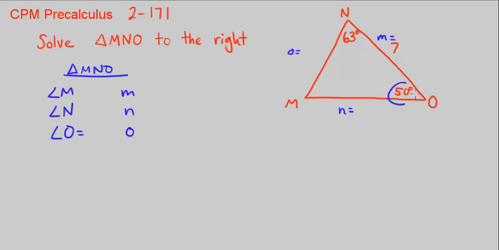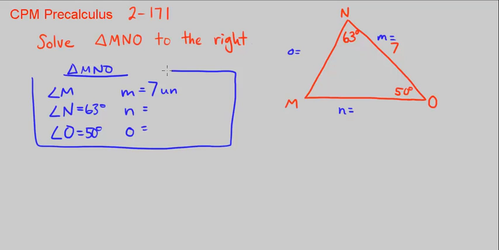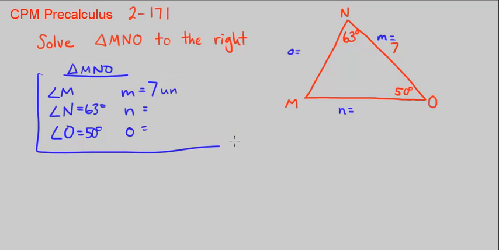I'm going to fill in what's given. We're given angle O is 50 degrees. Angle N is 63 degrees. And side M is 7 units. So this is going to be our answer box. The rest of the work we're going to do below.